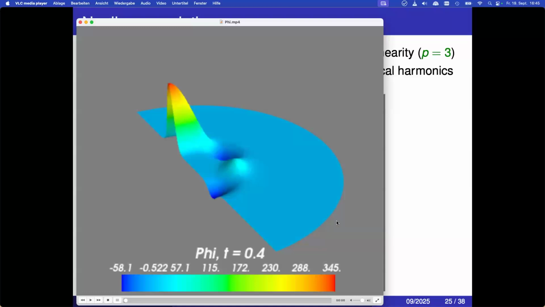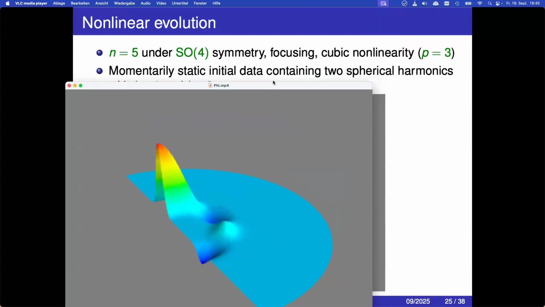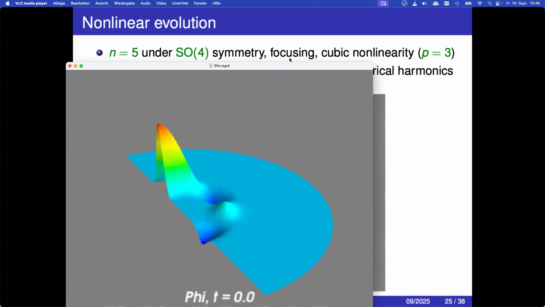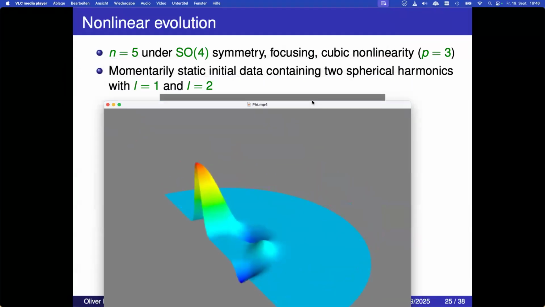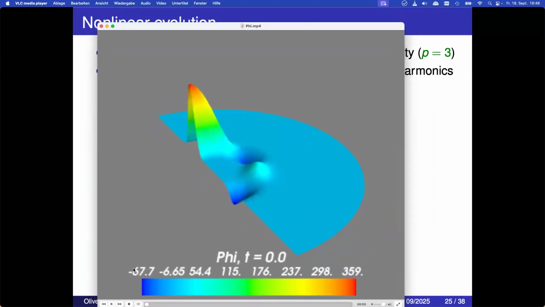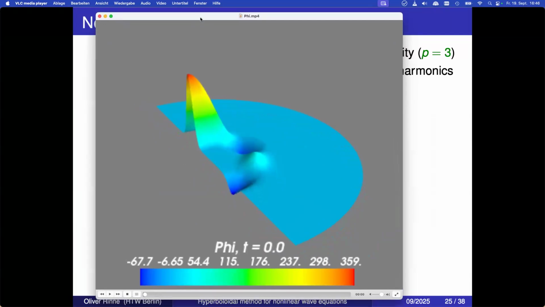You see a still frame, of course, first of all. So these are the initial data of some nonlinear evolution. It's n equals 5 dimensions under SO(4) symmetry, the focusing case, and cubic nonlinearity. And the initial data contain two modes to make it a little bit more interesting, with L equals 1 and L equals 2, in superposition. And now all of this interacts, of course, nonlinearly. And so this is the evolution.